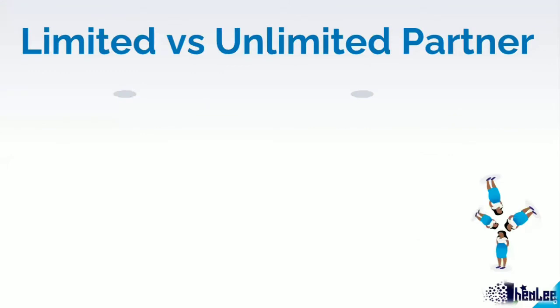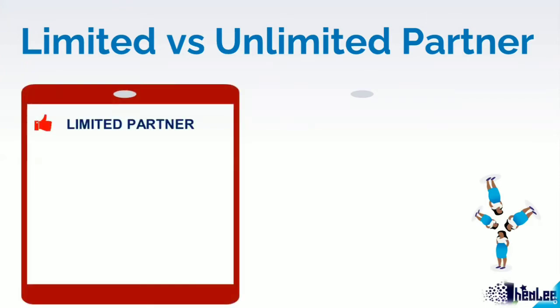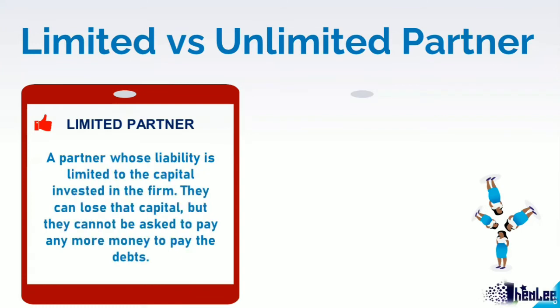So I've mentioned the term limited and unlimited partner earlier. But let us look at limited partner versus the unlimited partner. A limited partner is a partner whose liability is limited to the capital invested in the firm. They can lose their capital, but they would not be asked to pay any extra money to clear off any debts of the business. So what they would lose is just their capital.